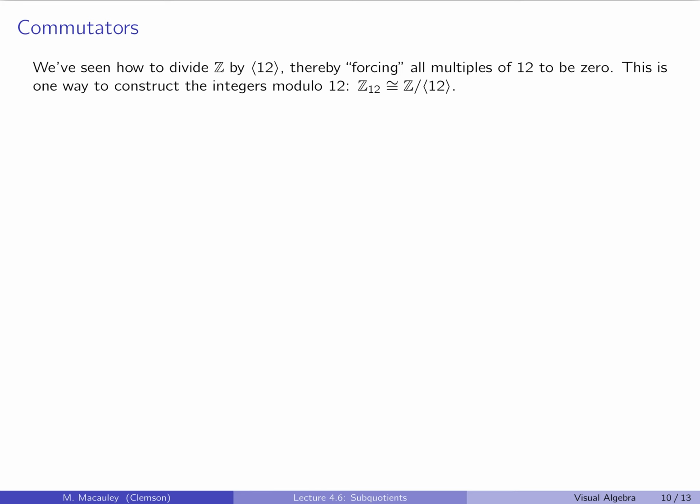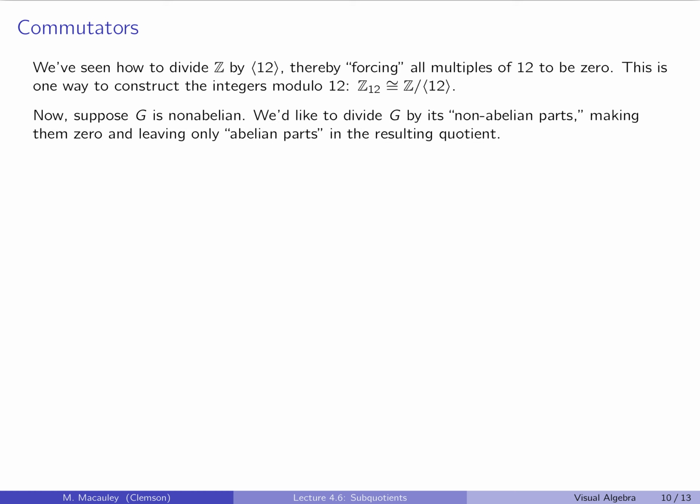To motivate it, we've seen how to divide the integers by the multiples of 12. In other words, take a quotient of the integers by 12Z, and thereby forcing all multiples of 12 to be 0. We do this in our everyday life when we tell time. This is one way to construct the integers mod 12, and we get the isomorphism via the fundamental homomorphism theorem.